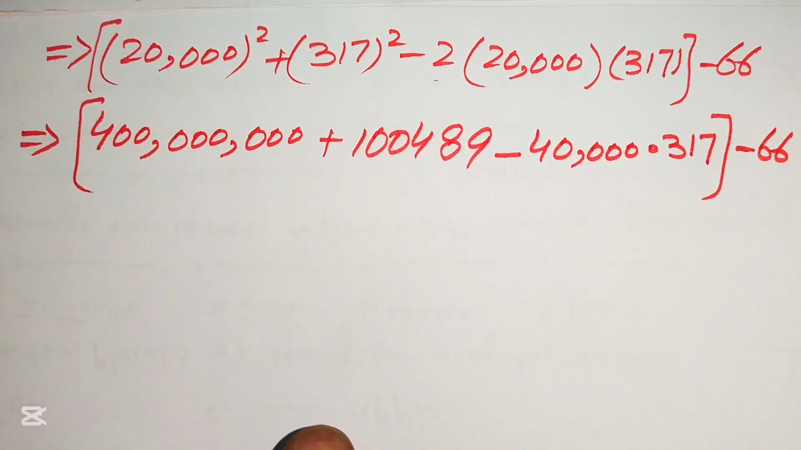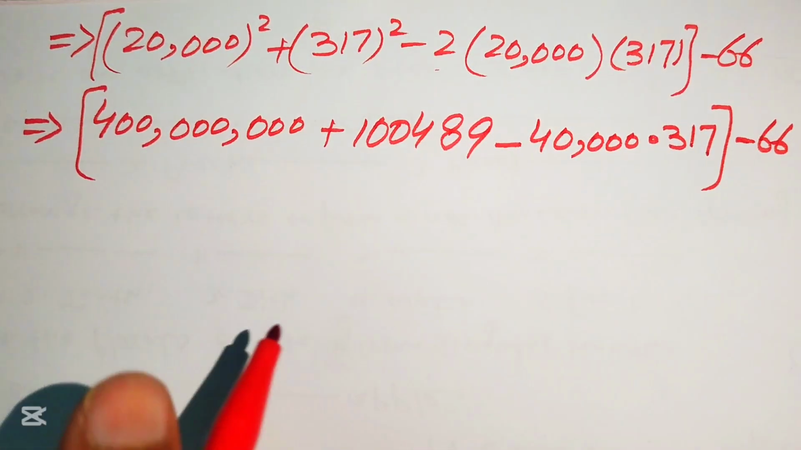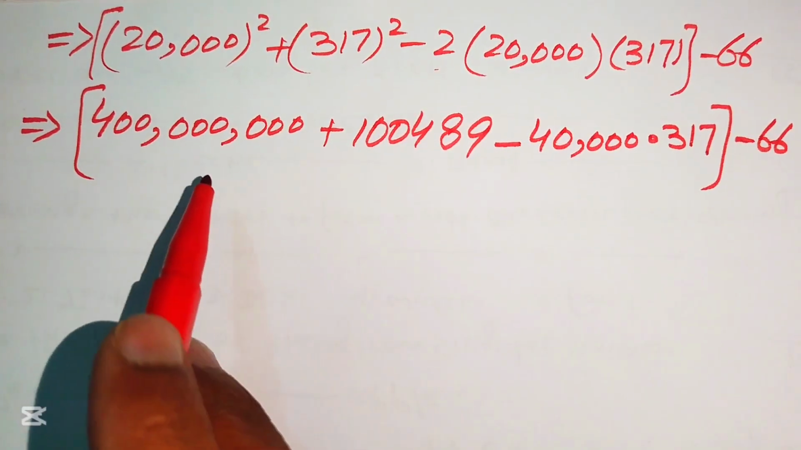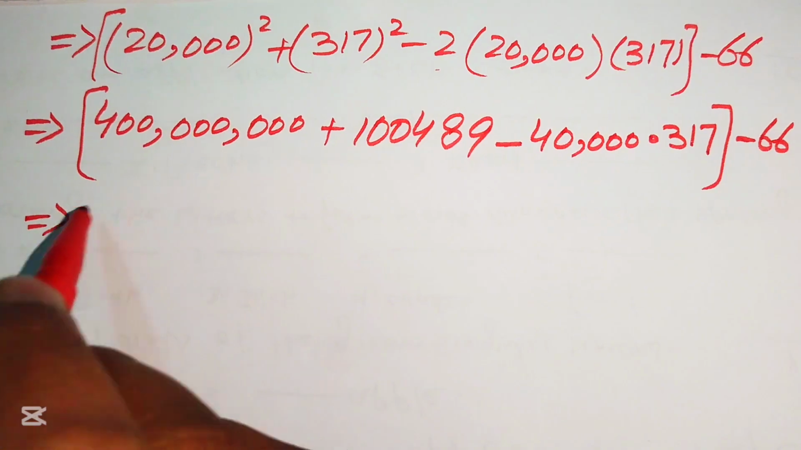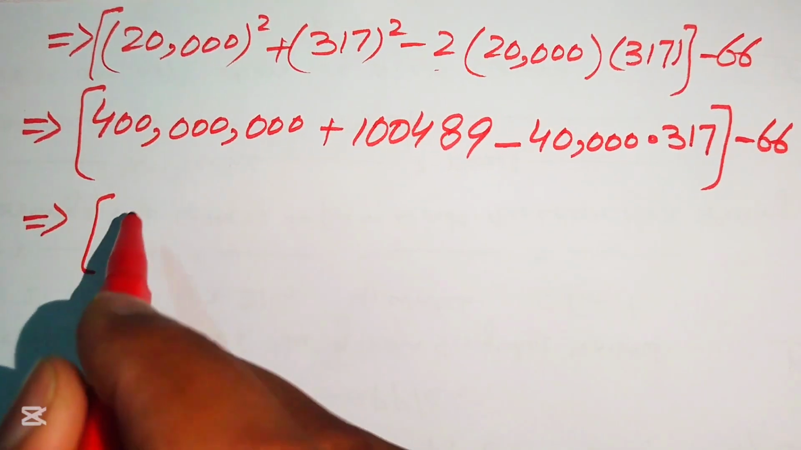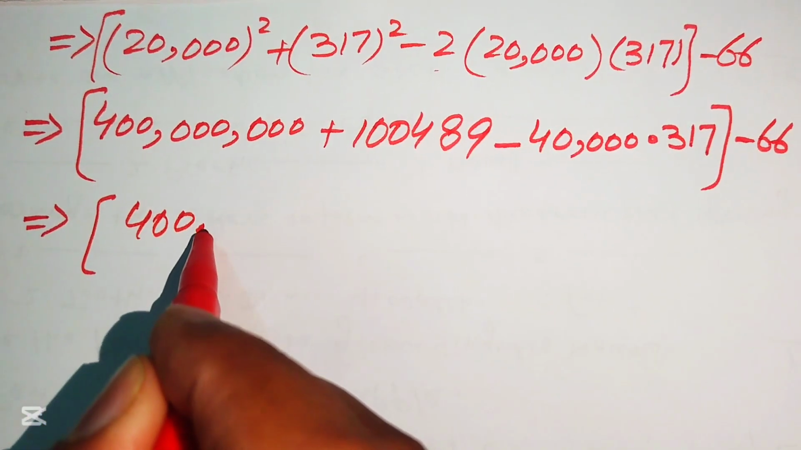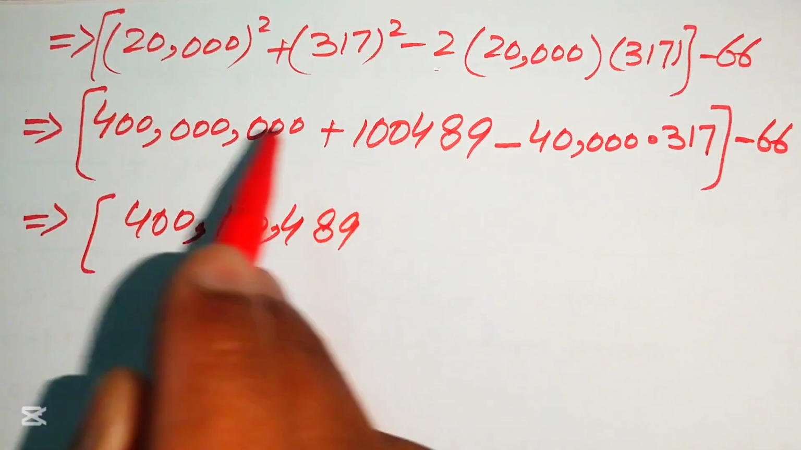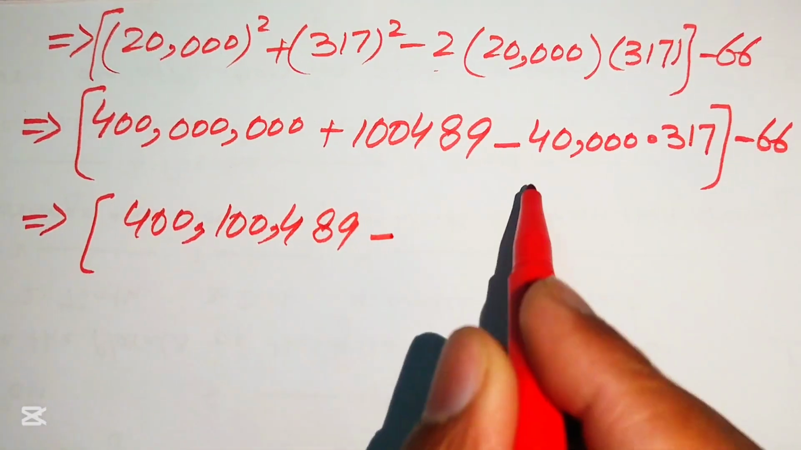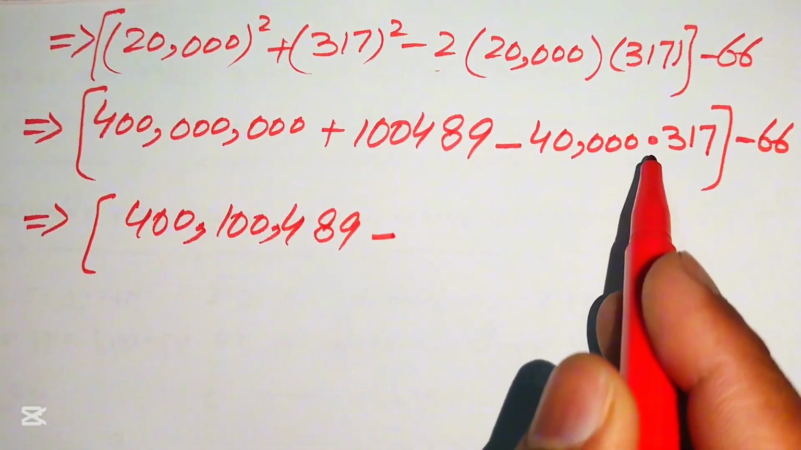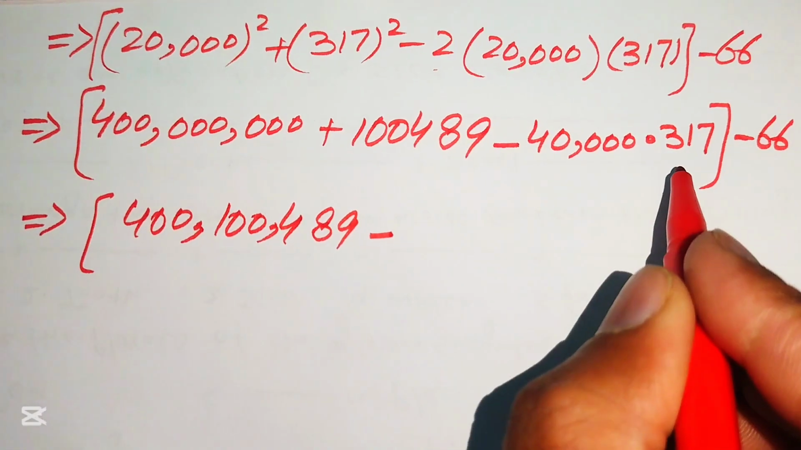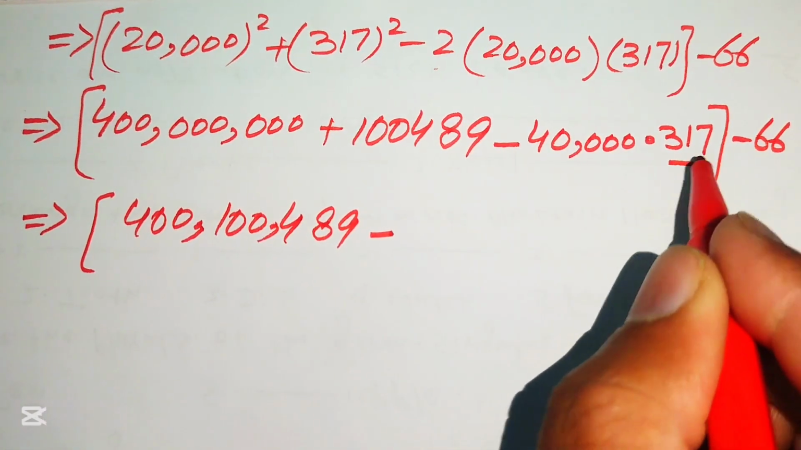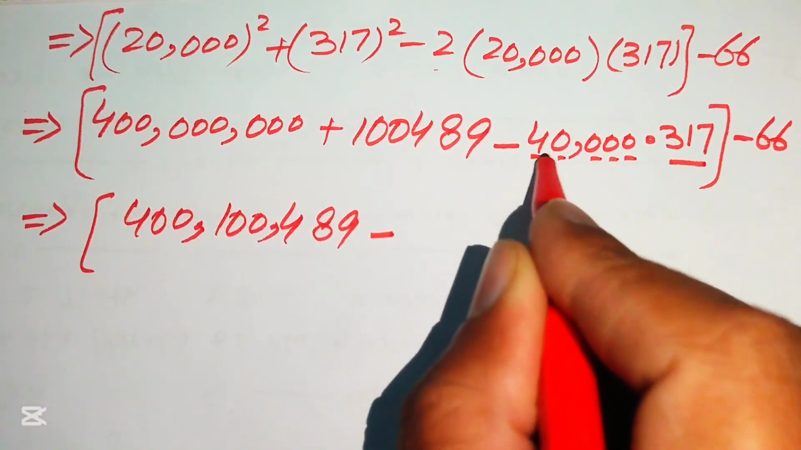So here first we need to simplify the terms, and now we need to add these two values. When you add these two values, its answer will be written in this form: 400,100,489, and minus, here we need to multiply these two values. Okay, so consider this 317 to be one complete number, and these are separately 5 numbers.